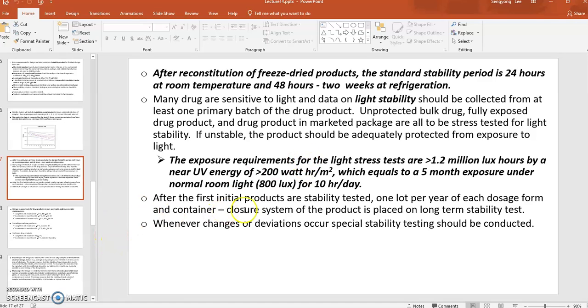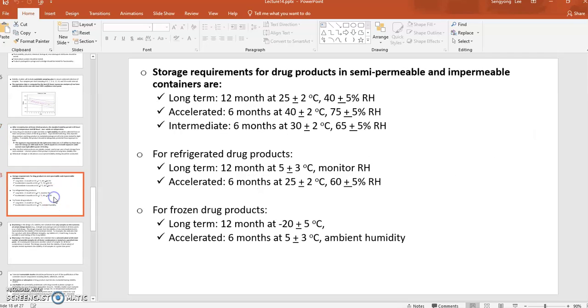After the first initial products are stability tested, 1 lot per year of each dosage form and container closure system of the product is placed on a long-term stability test. So your stability test is continuing. That's what it means. And then whenever changes or deviations happen, special stability testing should be conducted following that. Okay. So storage requirement for drug products in semi-permeable and impermeable containers.